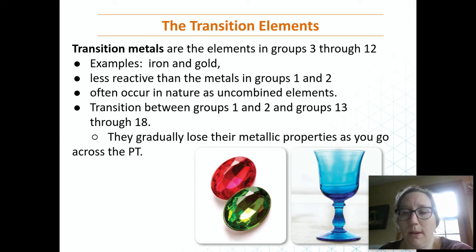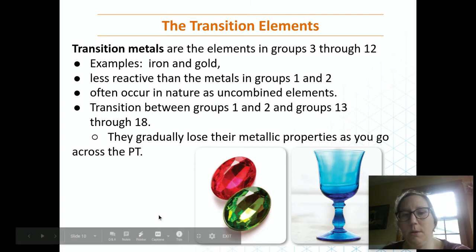Some of them are found in nature in their elemental form. Like I can go get a hunk of gold or a hunk of silver or a hunk of iron out of the ground as an element. Okay. We call them the transition metals because they kind of transition from group 1 and 2, the super reactive, to groups 13 through 18, which are not metals at all. So as you go across the periodic table, they gradually lose their metallic properties.